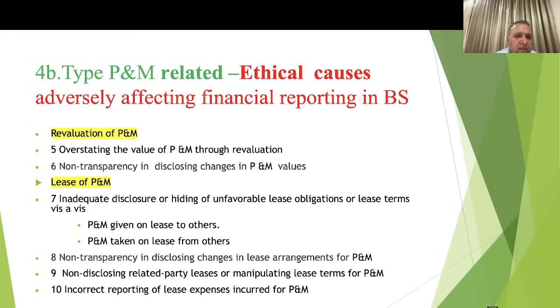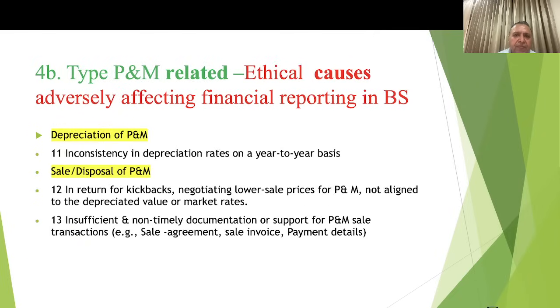Revaluation of the plant and machinery: overstating the value of the plant and machinery through revaluation, non-transparency in disclosing changes in the plant and machinery value. Leasing, which I already shared, similar to the building and land: non-transparency in disclosing changes in the lease arrangements, not disclosing related party transactions with respect to the leasing of the plant and machinery or manipulating the lease terms, and incorrect reporting of these expenses. Depreciation of the plant and machinery: inconsistent depreciation rates on a year-to-year basis. Sale or disposal of plant in return of kickbacks: negotiating lower sale price of plant and machinery not aligned to the depreciated value or the market rates, and insufficient and non-timely documentation support for plant and machinery sale transactions.